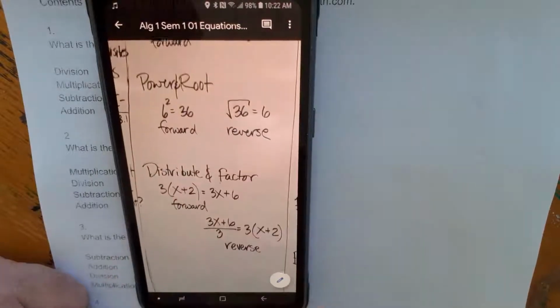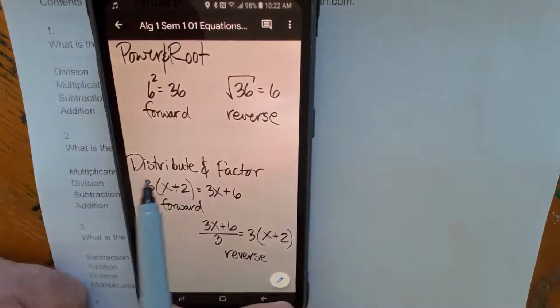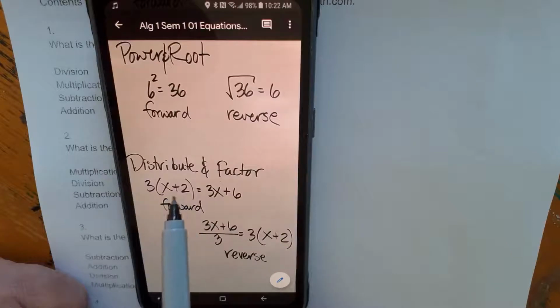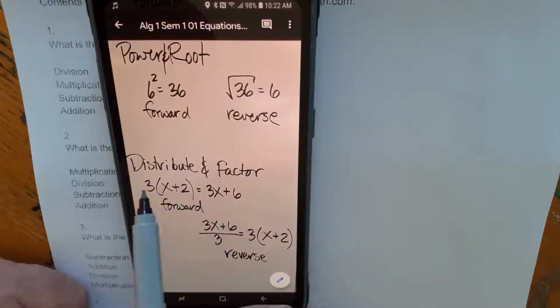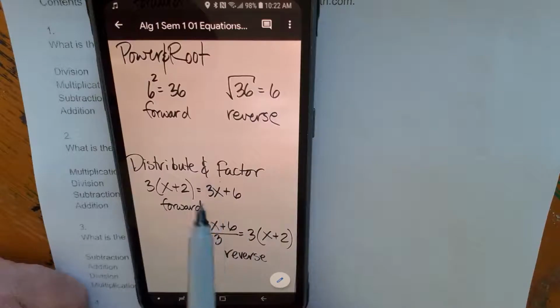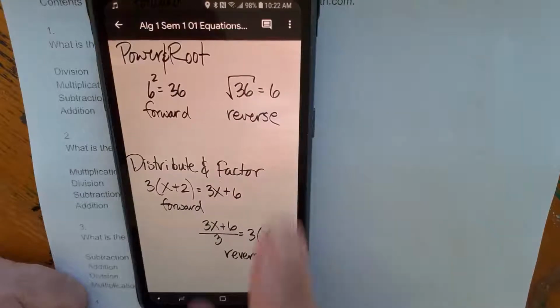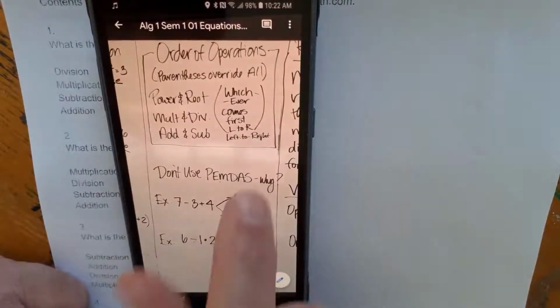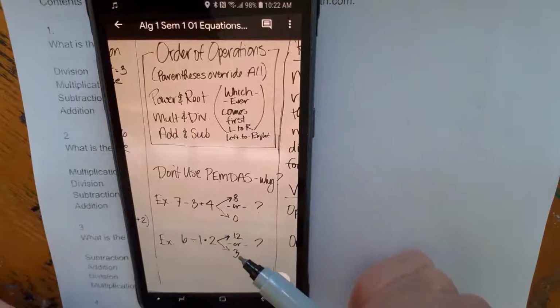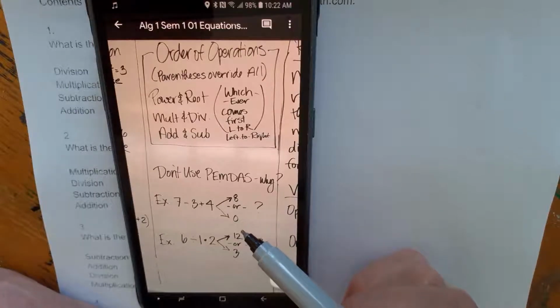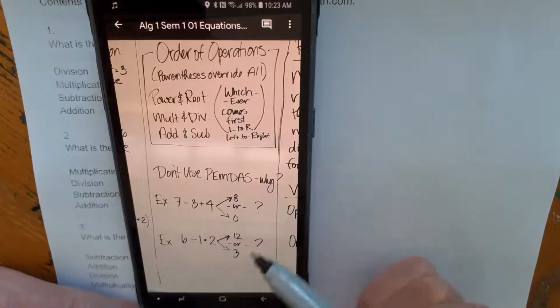We have distribute and factor. To distribute is to multiply across terms. So if we have 3 times the value of the quantity x plus 2, the 3 times x becomes 3x, the 3 times 2 becomes 6. But we can also factor this. If we divide both terms by 3, we pull this 3 out, and we go right back. So you have distribute property is forward. Factoring would be a reverse of that. Technically it's multiplication, but you get the idea of a forward and reverse operations in math. That's what we use all the time. That's basically all we do.